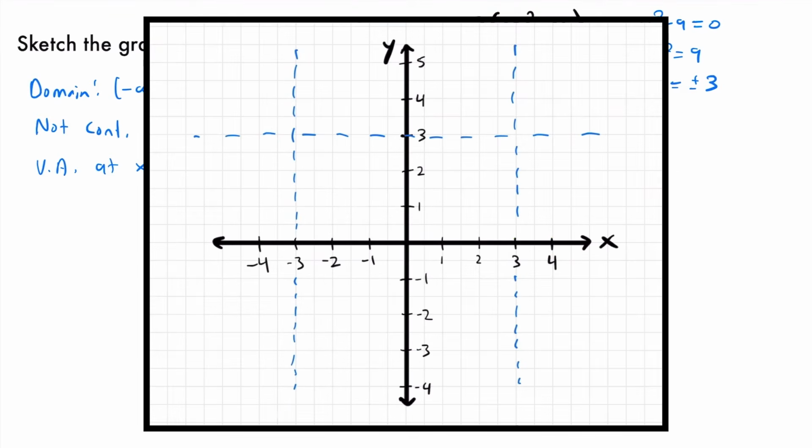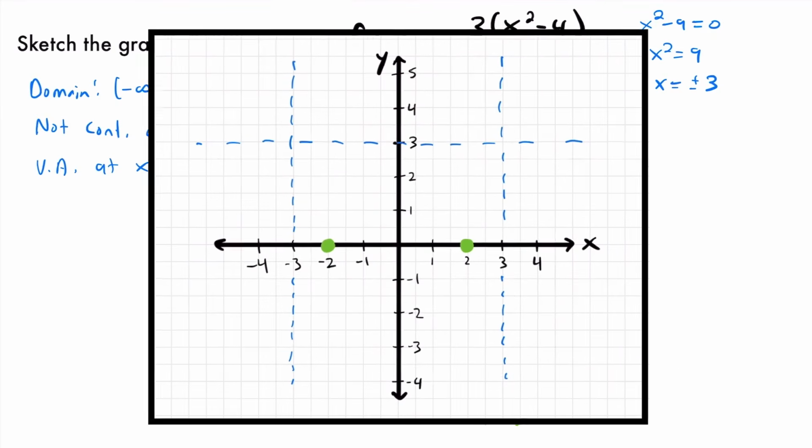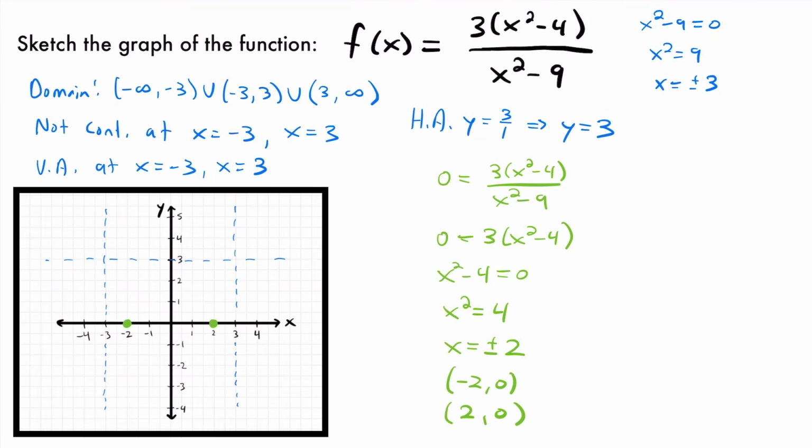All right, so we have our two x-intercepts at x equals 2 and x equals negative 2. And so I'll plot those points right there. All right, so now that we have plotted our x-intercepts, now we want to find our y-intercept for our function. And we find our y-intercept by plugging 0 into our function. And so in that case, we would have that y is equal to 3 times 0 squared minus 4 divided by 0 squared minus 9.